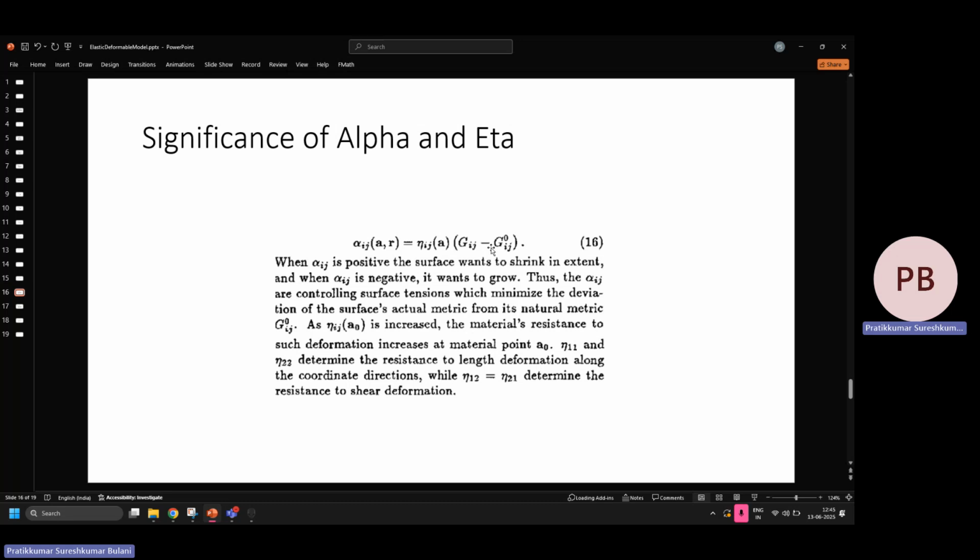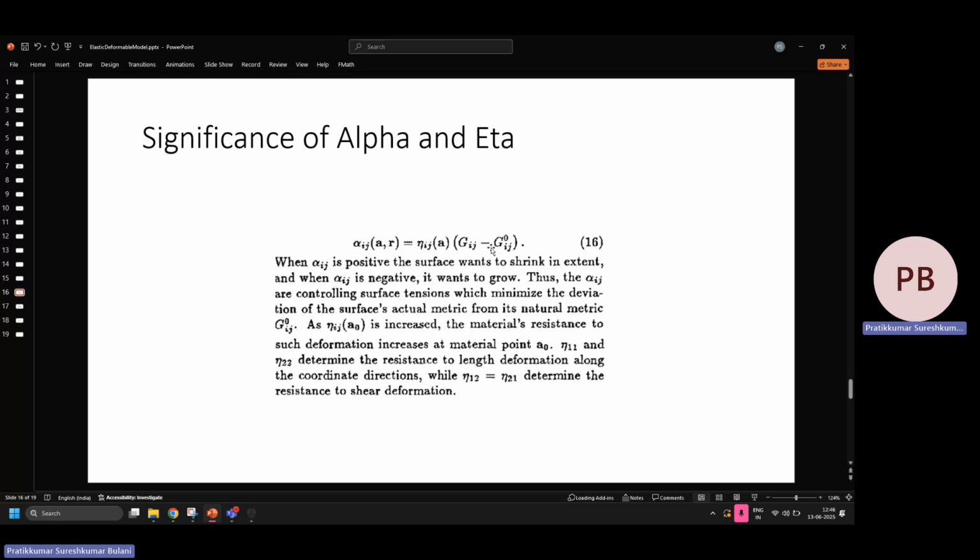Okay, Gij is greater than Gij naught. Since it's greater, we have to go towards Gij naught, so we are trying to shrink the length so as to reach Gij naught. Whenever the length has increased, the alpha value will be very high. And alpha negative means the deformation is towards the compression side, so that it should extend to reach its natural state.